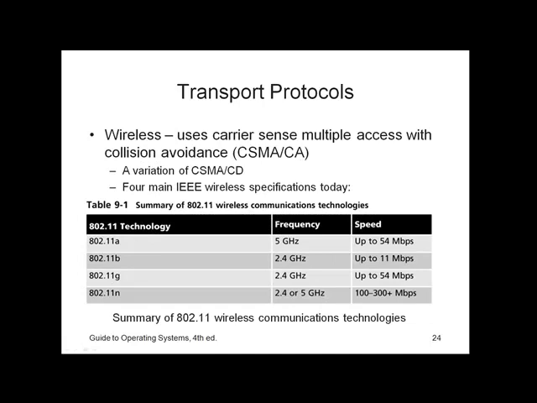Now, in wireless communications, the most prevalent protocol used is the carrier sense multiple access with collision avoidance, or CSMA/CA. Now, this is a variation of the CSMA/CD method used in Ethernet communications. Basically, the way it works is when a wireless station wants to transmit, it will listen to other transmissions. If there are transmissions, it will wait a specified amount of time and then listen again. Now, when the transmissions cease, the station will then begin transmitting.